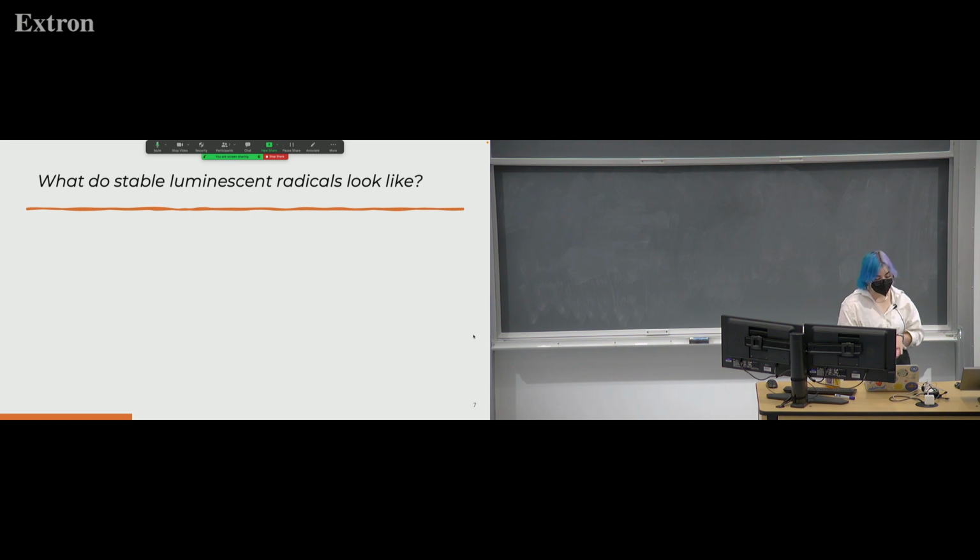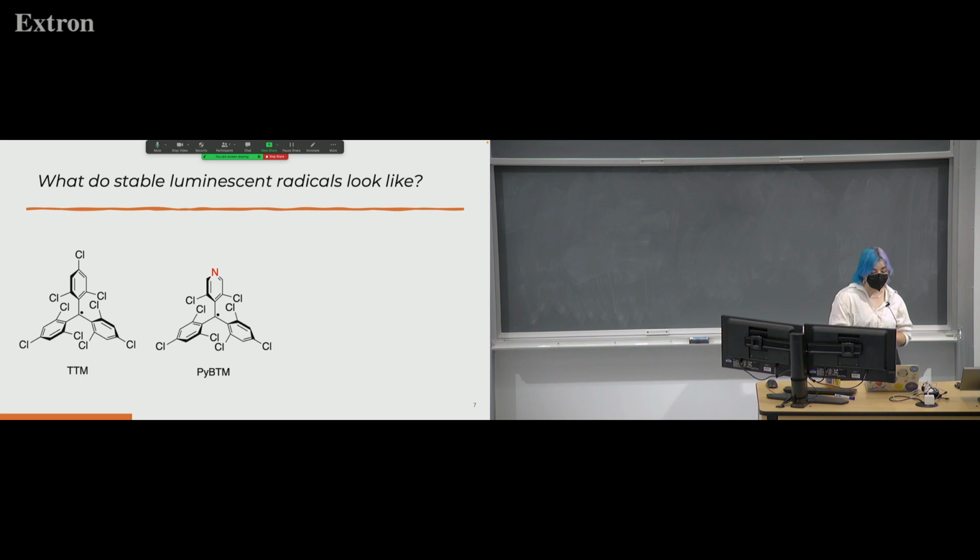There are some known stable luminescent radicals, and I'm going to bring back TTM because this is a known stable organic radical that also luminesces as is, and that has been well studied, and also a number of derivatives based on the structure have been made, such as pi BTM, where we're taking off a chlorine group on top there and putting a nitrogen into the ring, and that also shows luminescence. And another example is TTM2CZ, where we're actually just attaching these fluorine groups to the outside of the TTM structure.